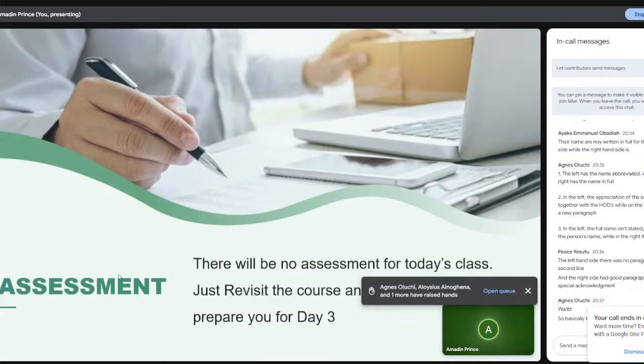So, the assessment part of this report. Basically, in this class, there are no assessments. All you have to do is to revisit the course materials and the course lecture. I'll be editing the course lecture and sending it to you hopefully tonight, if I don't sleep again. This will help you prepare for the theory of the class.